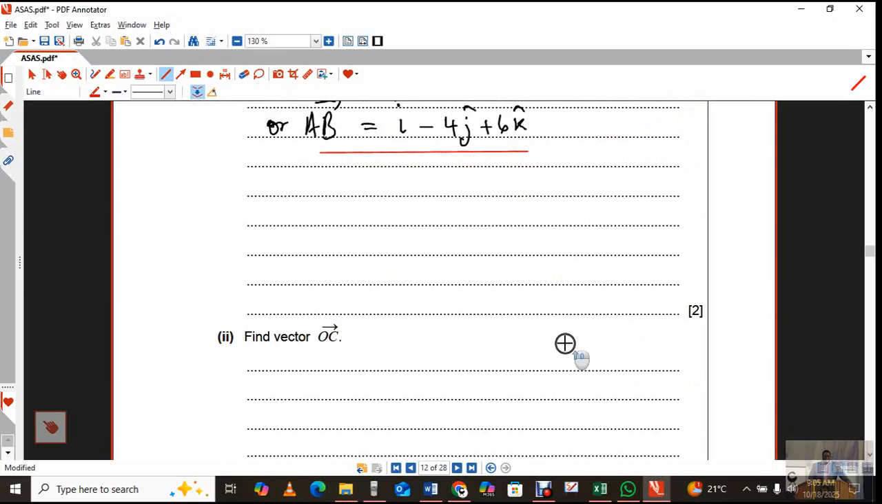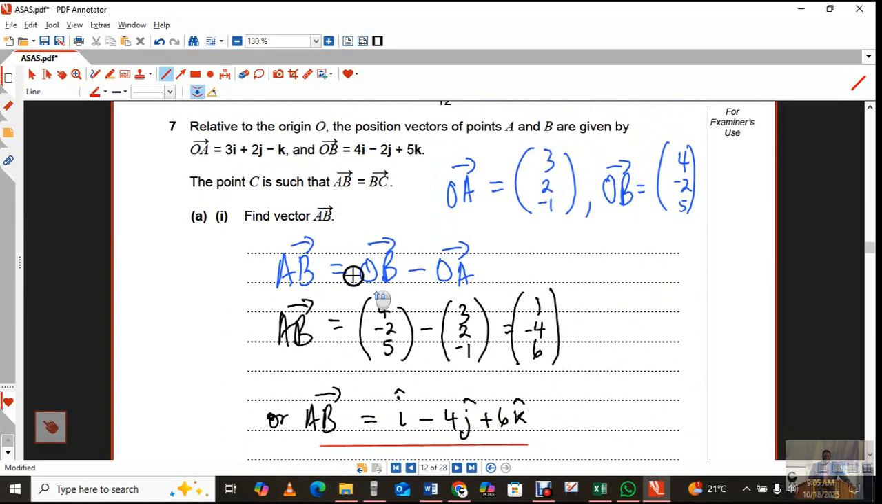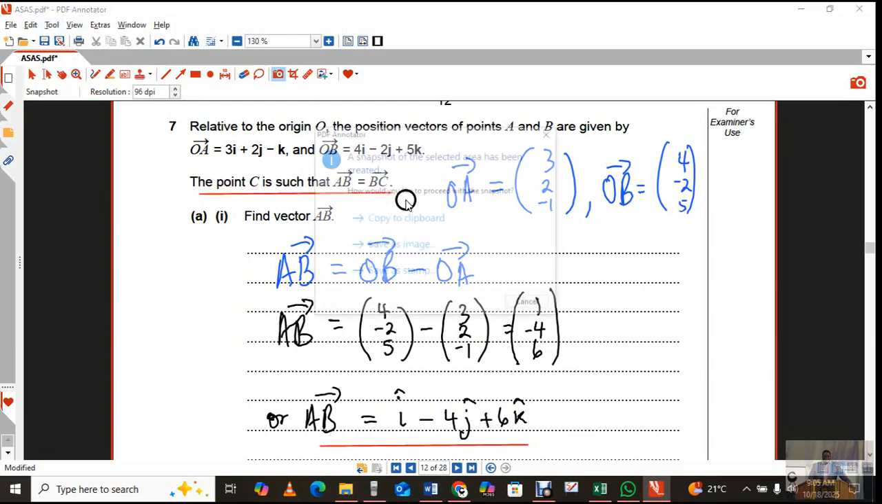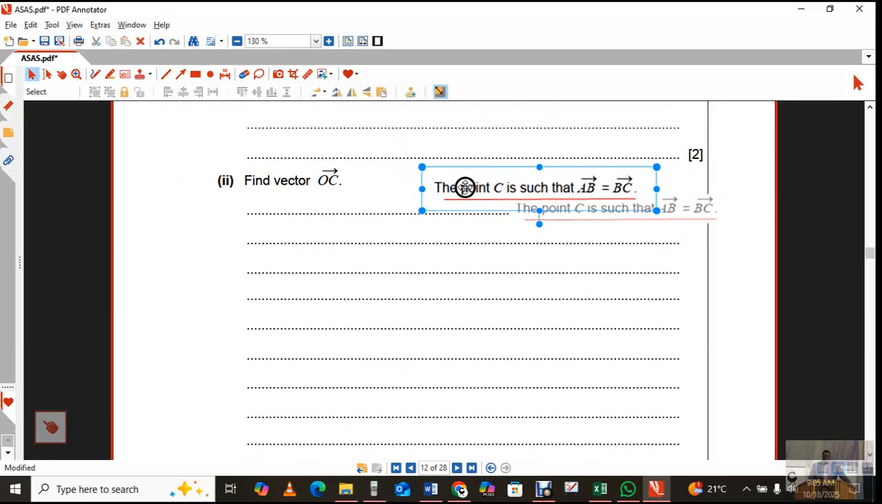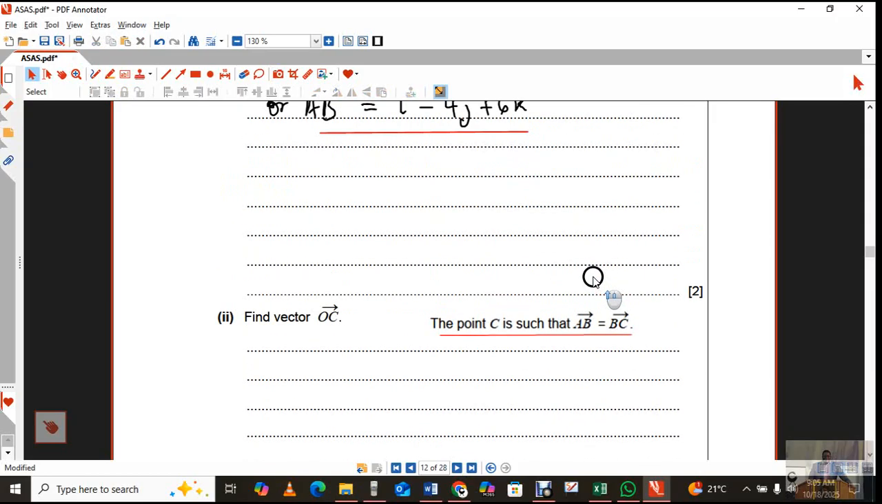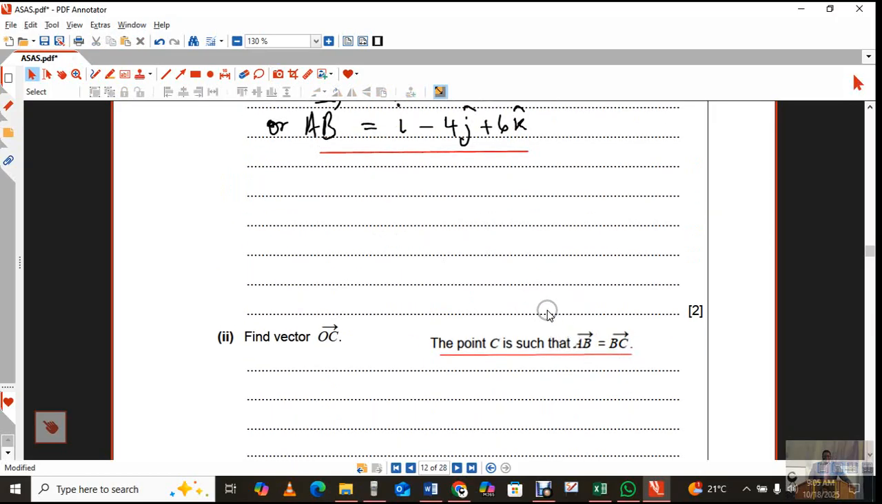Right. Then they say we need to find OC. Now, the important information is this one. They say the point C is such that, let's just bring it. I'm going to put it somewhere here. The point C is such that AB, which is what we calculated, is equal to BC. Okay. So we need to find OC.